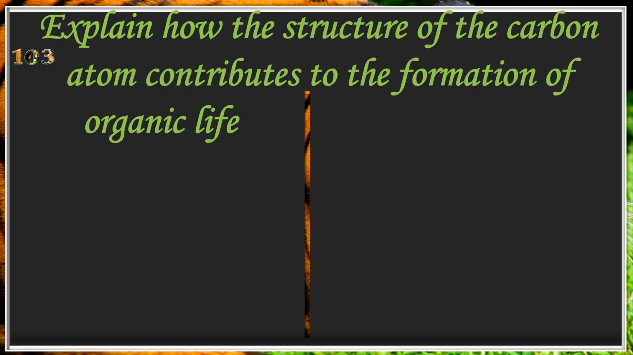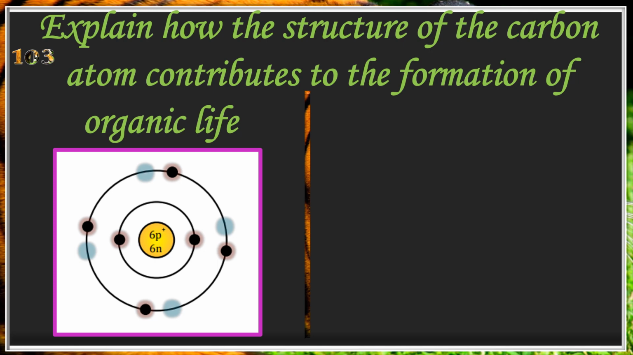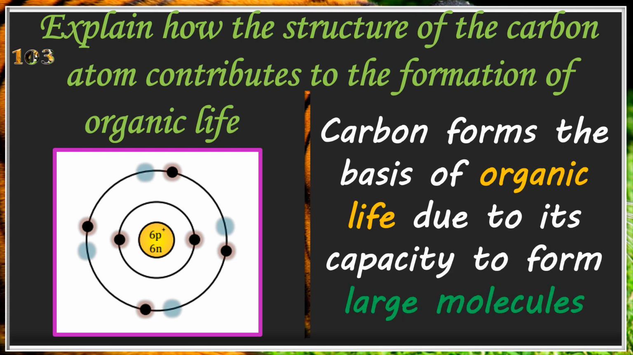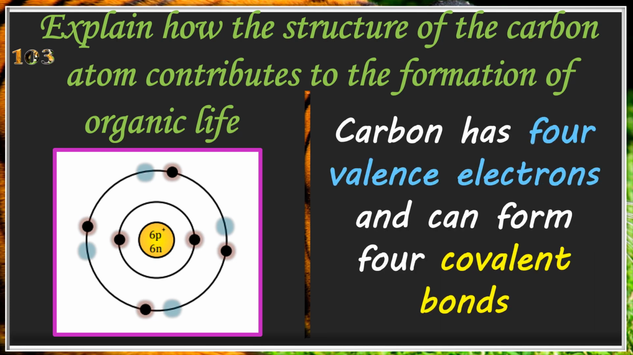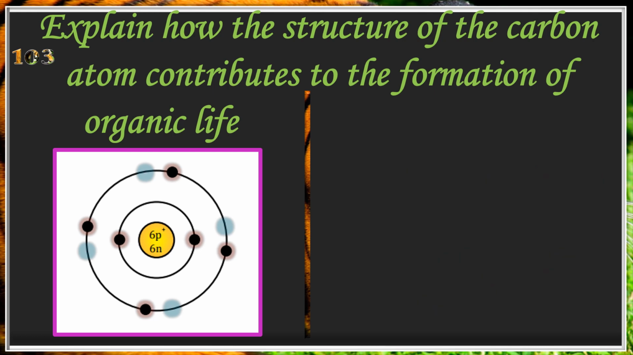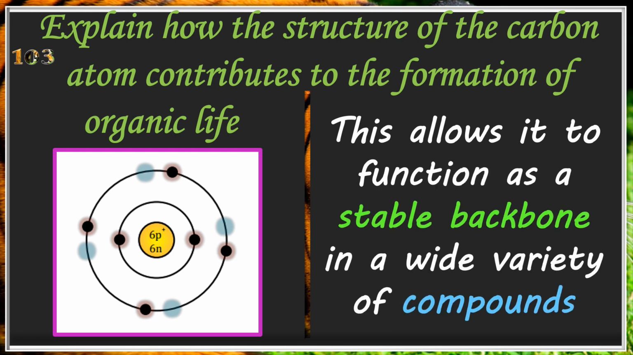Explain how the structure of the carbon atom contributes to the formation of organic life. Carbon forms the basis of organic life due to its capacity to form large molecules. Carbon has 4 valence electrons that can form 4 covalent bonds. This allows it to function as a stable backbone in a wide variety of compounds.